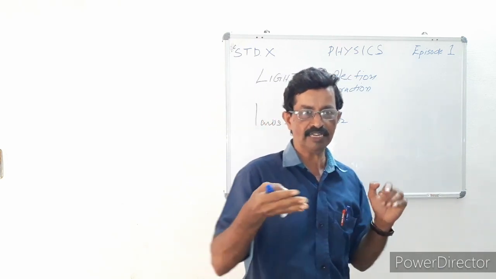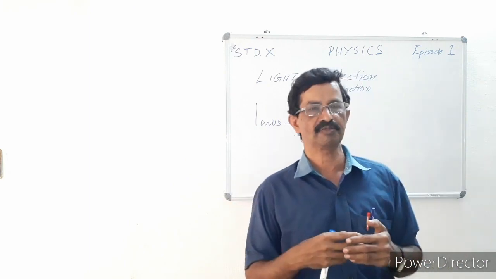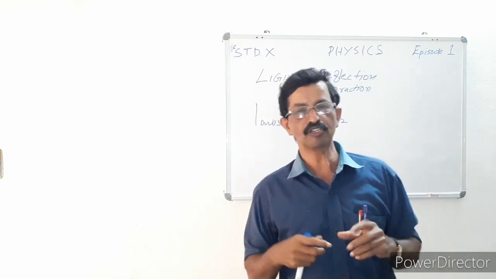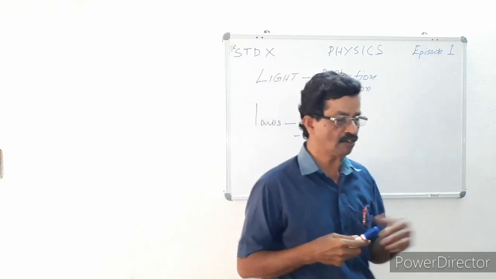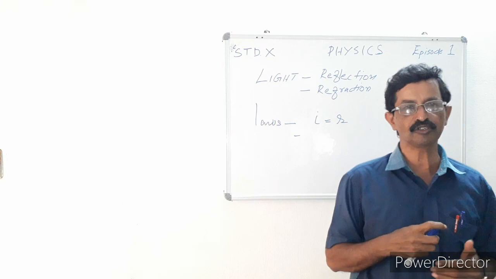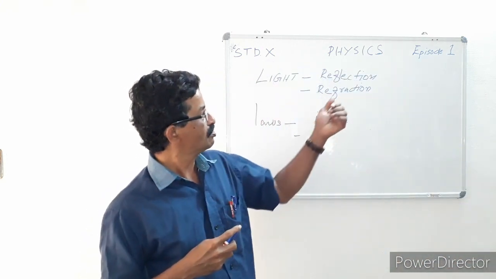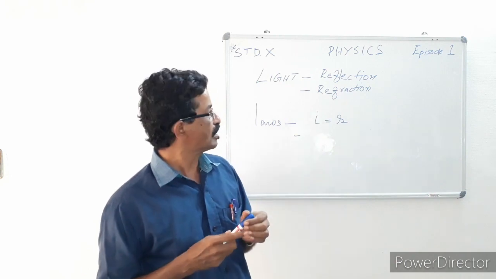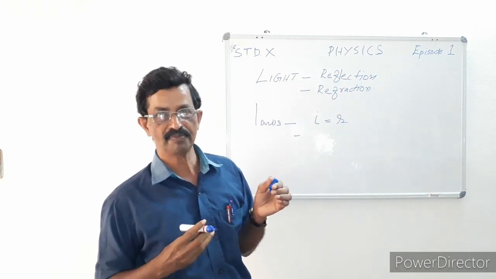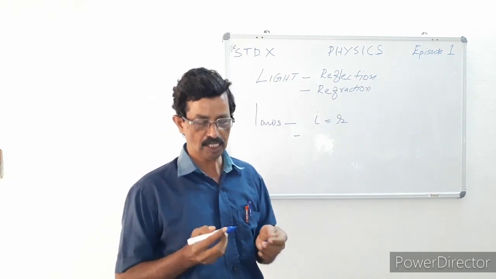When we stand in front of a plane mirror, we can see the image. That is due to reflection. And when we look in water, there also we get our image. These are all due to reflection of light. Now we want to discuss more about reflection, mainly in the case of spherical mirrors.